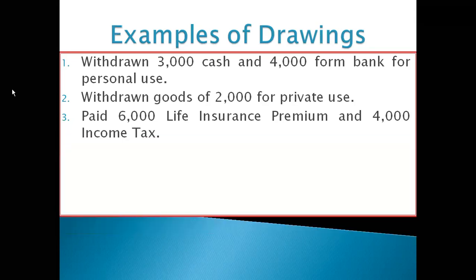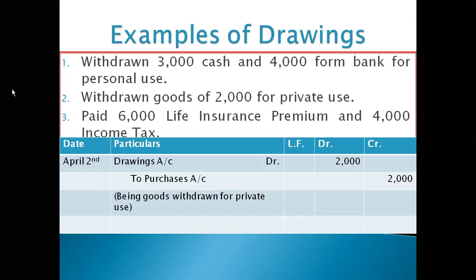Next is withdrawn goods of 2,000 for private use. Here the case is of goods, not the cash from bank or the cash from the cash drawer. So the entry would be drawings account debit to purchases account. Here the purchases account is credited because the goods in the real account are going. But the main thing is that for the purpose of drawings, goods are recorded on the cost price, not on the sales price. Therefore to purchases account, that is 2,000.